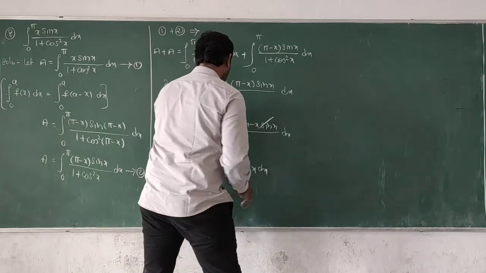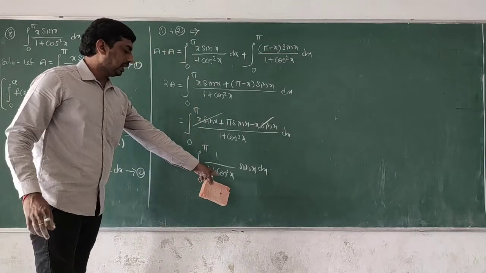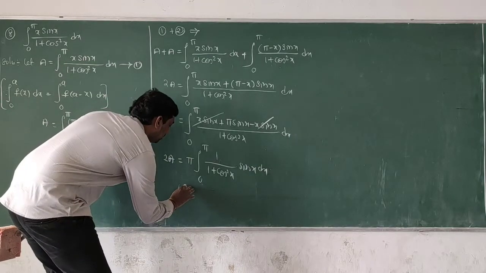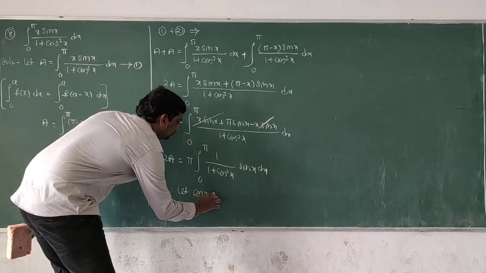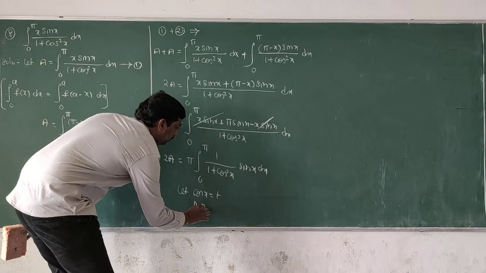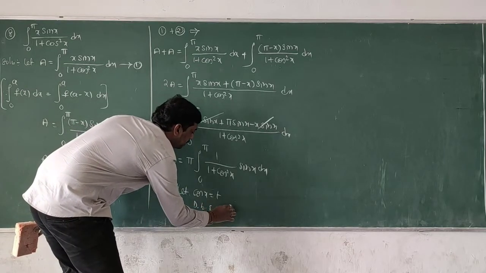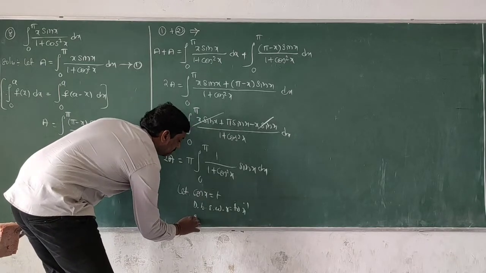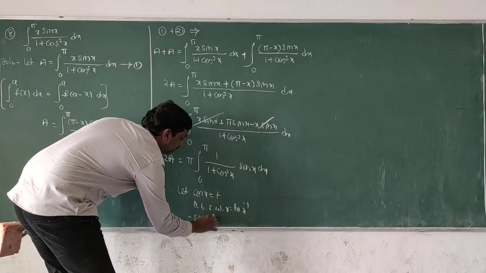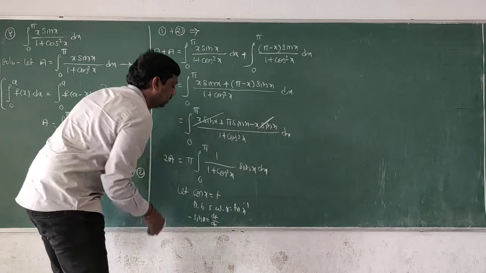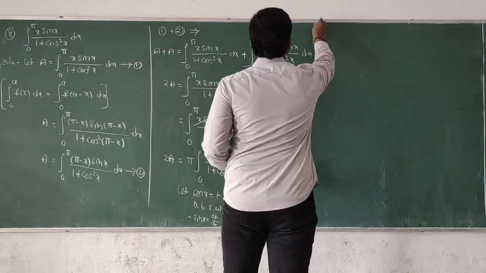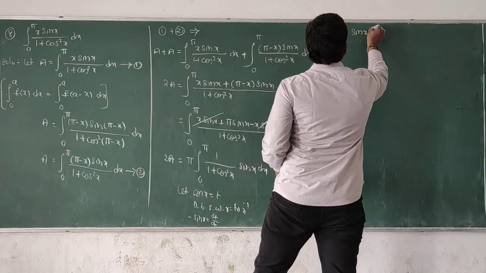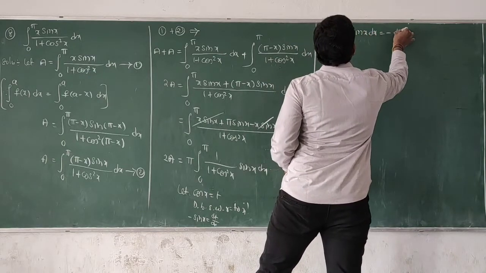Now in the continuation, in order to get the solution, let us use the substitution method. Let cos x equal to t. Differentiate both sides with respect to x. Cos x differentiation gives minus sin x equal to dt by dx. From this, sin x dx equal to minus dt.